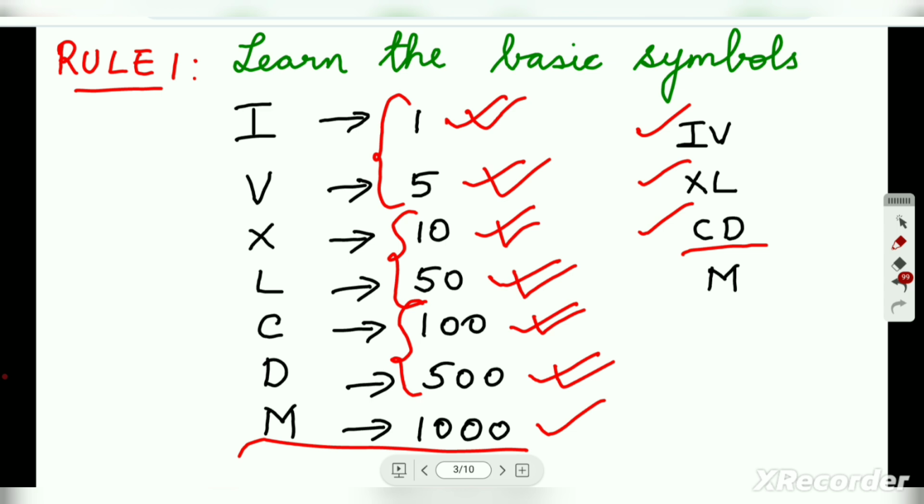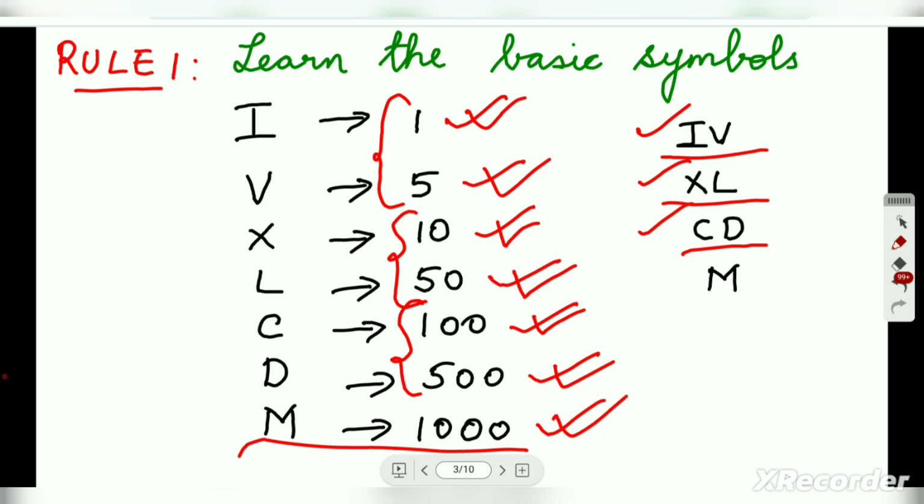And the corresponding Roman numerals are IV for 1 and 5, XL for 10 and 50, CD for 100 and 500, and of course M. You can also use some simple associations to remember these pairs. For example, IV. You can think of an IV drip in a hospital. Next, XL. Think of extra large, a clothing size. Next, CD. Think of CD, a compact disc. And M is simply 1000.